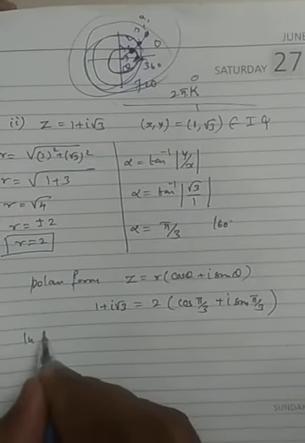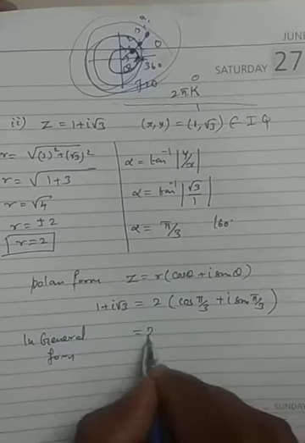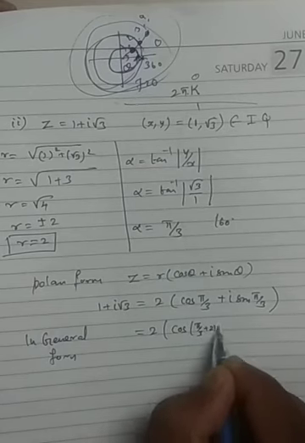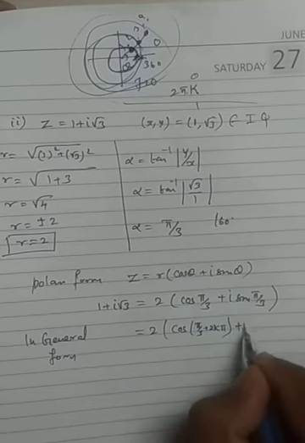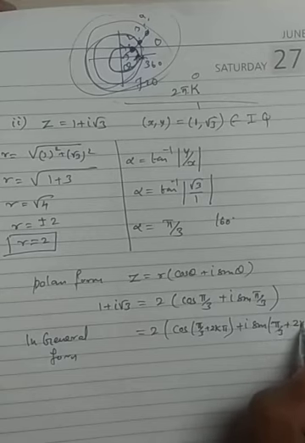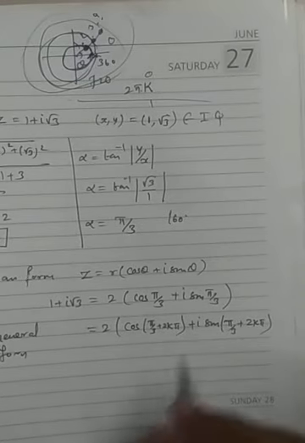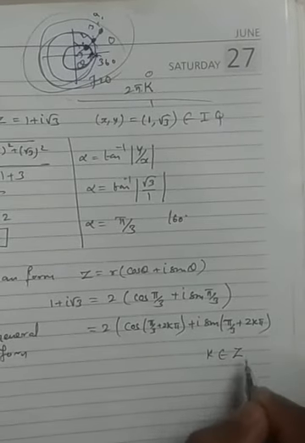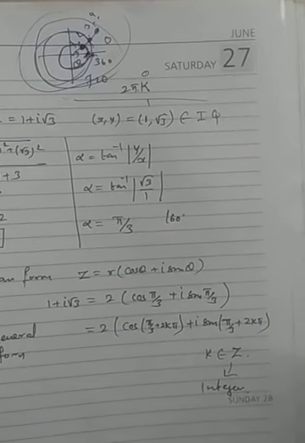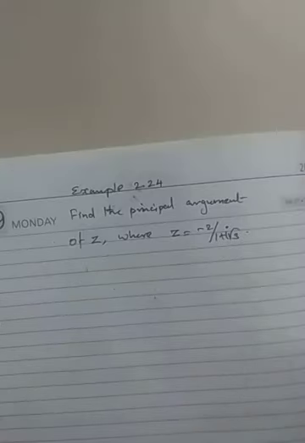In general form, how will we write it now? Same thing, 2, then cos of pi by 3 plus 2k pi, plus i sin of pi by 3 plus 2k pi. This is very important to write, where k belongs to Z, the integers. Z is nothing but the integers. This is the form of writing the complex number in polar form. Is it clear? Keep it in mind.